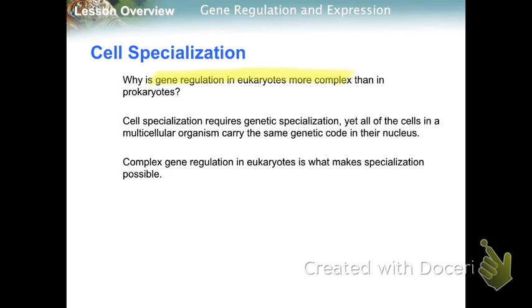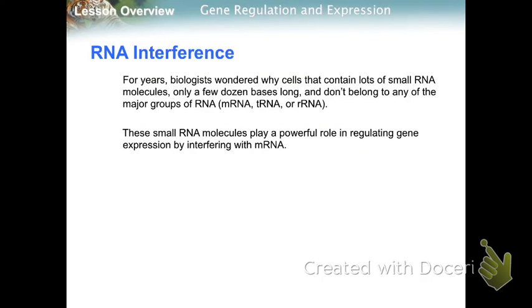Why is gene regulation more complex in eukaryotes than in prokaryotes? Because these are multicellular organisms, and cell specialization requires genetic specialization. So all of the cells in our body have the same genetic material. Some of it has to be turned on, some of it has to be turned off in different cells to make those cells different from one another. So complex gene regulation is what makes cell differentiation and cell specialization possible.